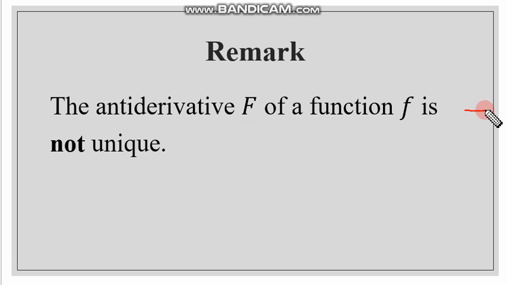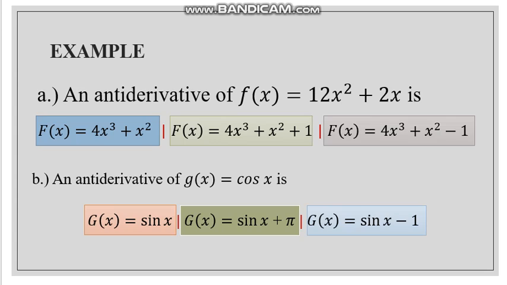Take note that the antiderivative of the function is not unique. Why? Example, we will get the antiderivative of the example that we had earlier, 12x squared plus 2x. So we have the answer. The original answer is F of x is equal to 4x cubed plus x squared. That's the antiderivative. But notice that F of x is equal to 4x cubed plus x squared plus 1 is also an antiderivative of this one.